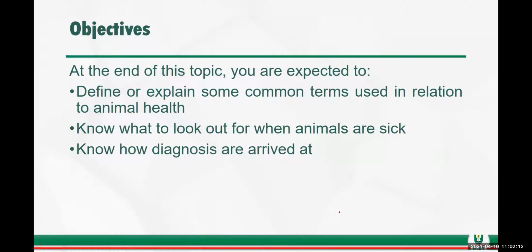Now we have some objectives or intended learning outcomes, and there are three of them. At the end of this topic, number one, you are to be able to define or explain some common terms used in animal health. Also, we want to know what to look out for when animals are sick, and also how to arrive at diagnosis.